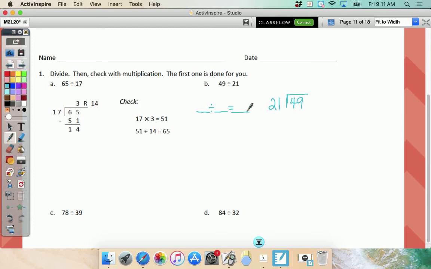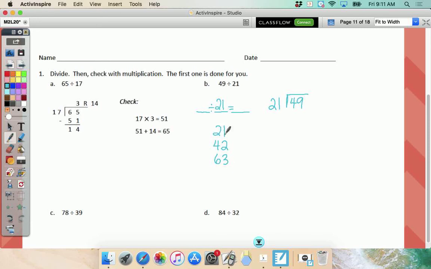Okay, so my first decision is, do I round the divisor or not? Not. You're saying not. Because, why? You're right. I agree with you. Why am I not rounding the divisor? It's easy to skip count by. That's all I have to do. Correct?